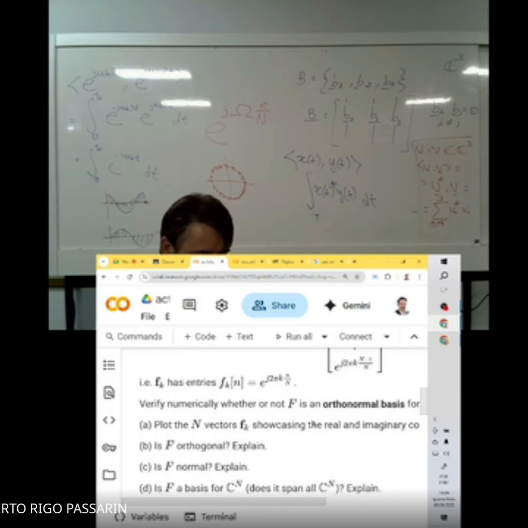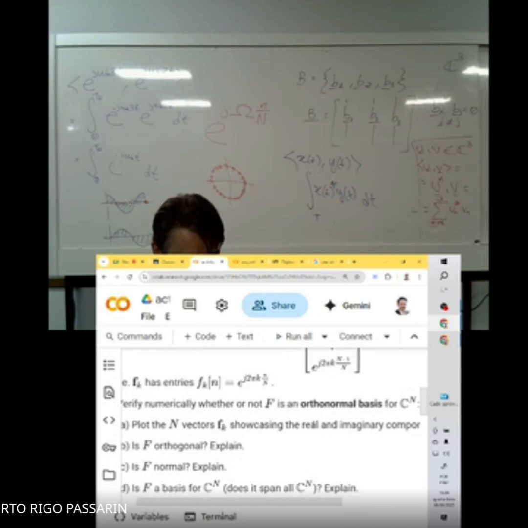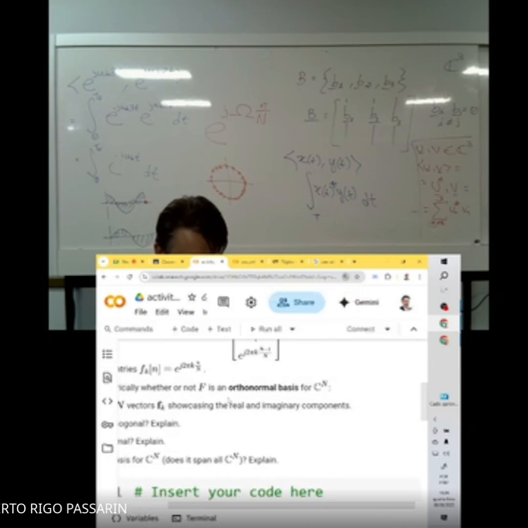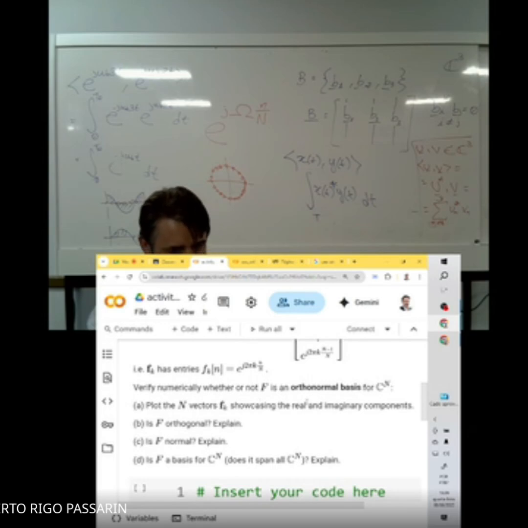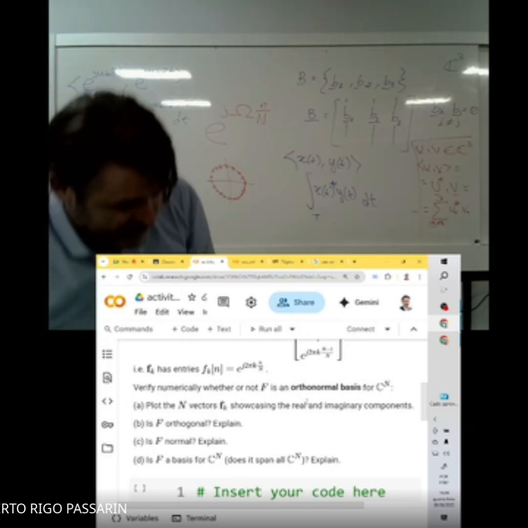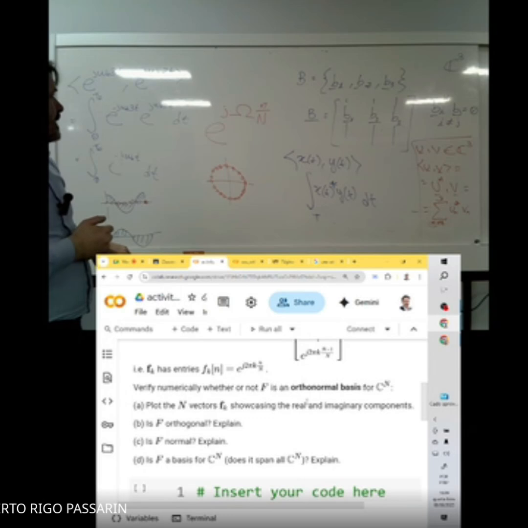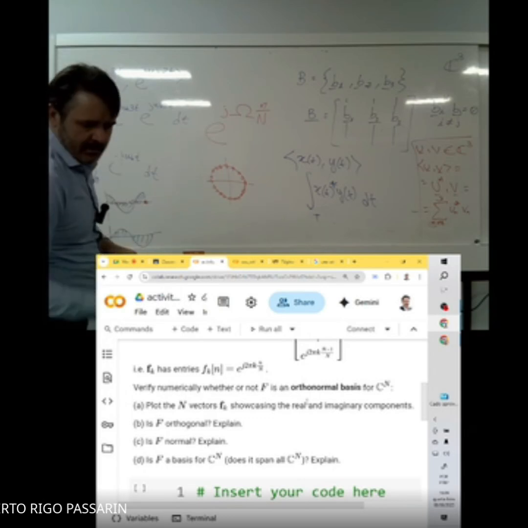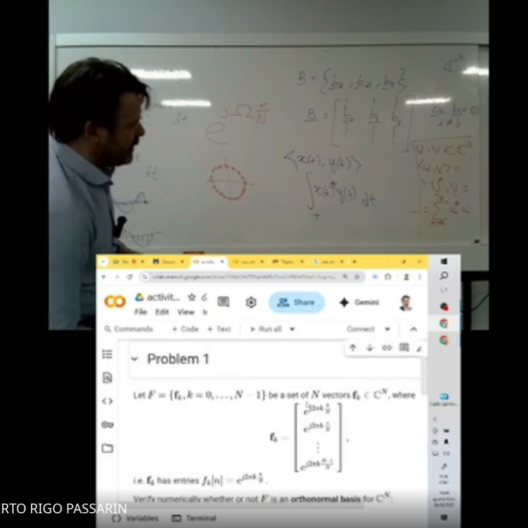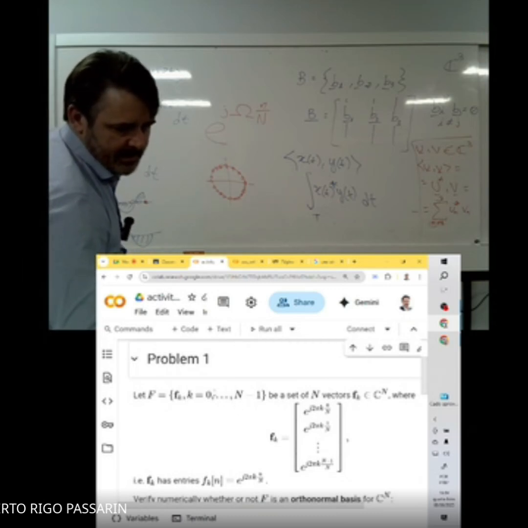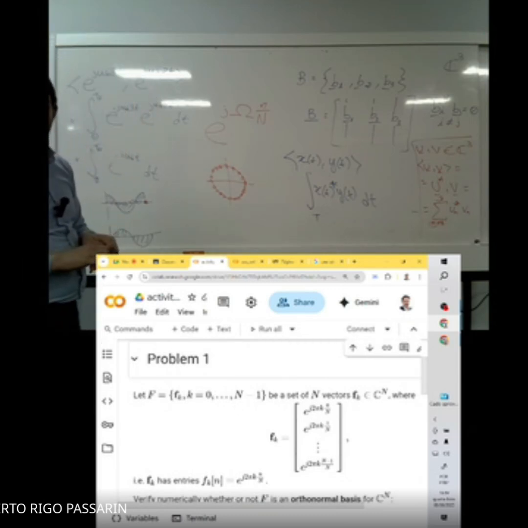Verify numerically whether or not F is an orthonormal basis for Cn. A, plot the 20 vectors showcasing the real and imaginary components. So we have to create 20 figures. You do a for loop, it will be a large result, but it will be fast. Is F orthogonal? Explain. How can I check whether this set is orthogonal or not? This set, Fk.